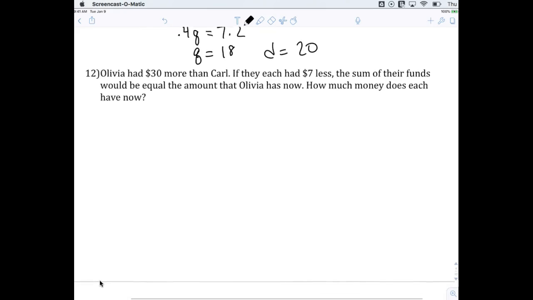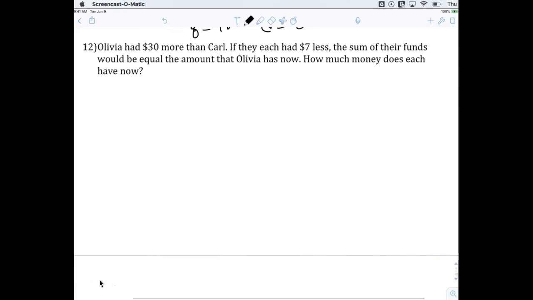All right. Number 12. I want everybody to try to write an equation for number 12. Let me see what you're doing on number 12. Let's go. Everybody try to write something down. Come on, you've got to try. You should be able to do the first one.